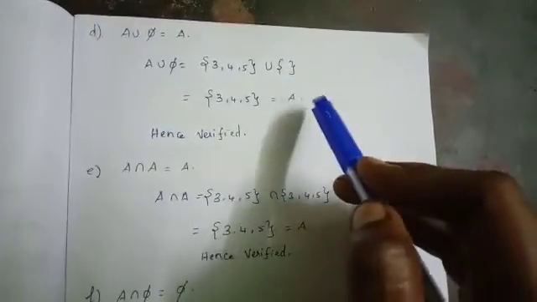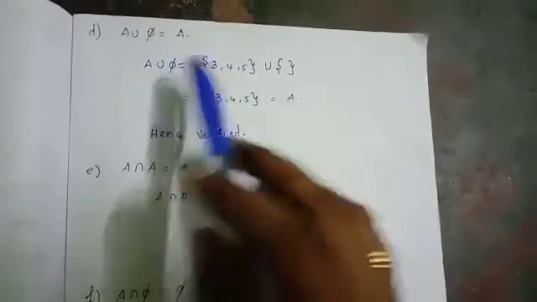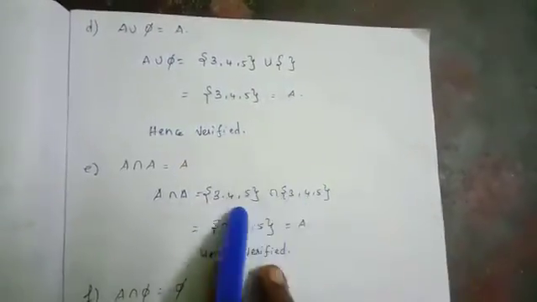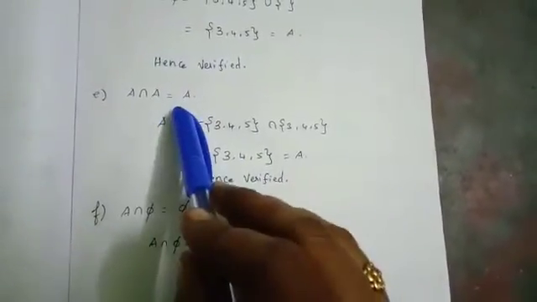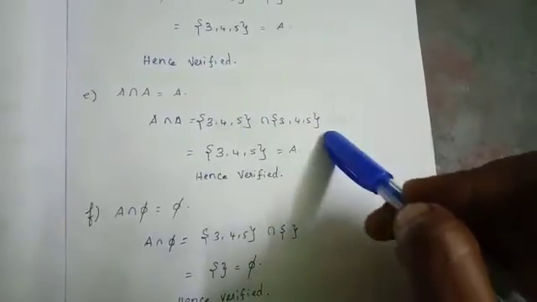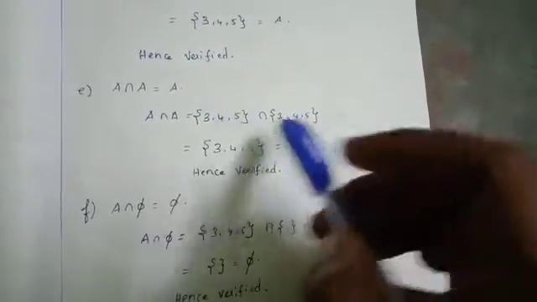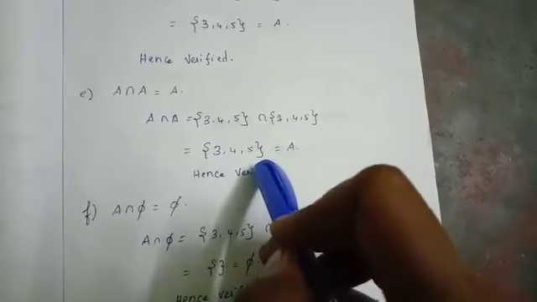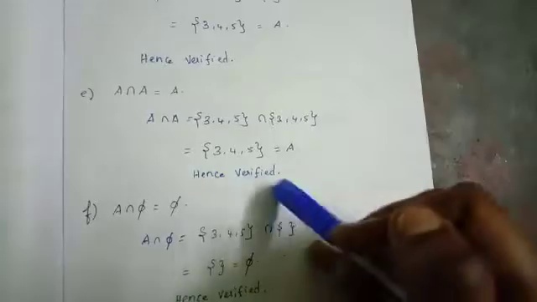This is nothing but your A value. So the left hand side is equal to the right hand side, hence verified. E subdivision: A intersection A is equal to A. Both having the same numbers. Common means both having 3, 4, 5 in common. This is nothing but your A. So the left hand side is equal to the right hand side, hence verified.